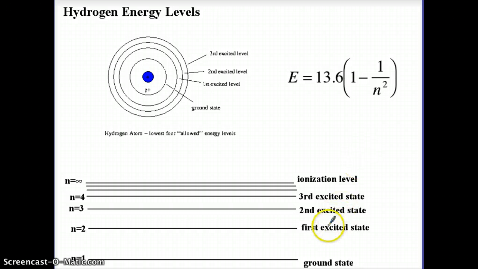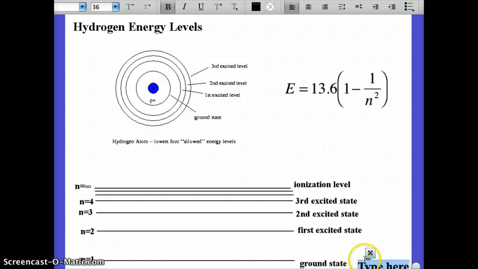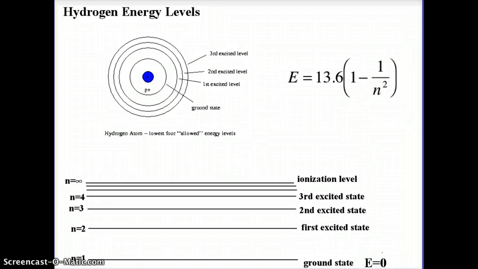And there is a formula for the energies of these higher levels, and that is given by this formula right here. Energy is equal to 13.6 times the quantity of 1 minus 1 over n squared. n is just the number of the level over here. You can easily see that if n equals 1 for the ground state, then this is 1 minus 1, so 0. So 13.6 times 0 is 0. The ground state is going to have an energy of 0. And we can figure out these other ones using the formula.